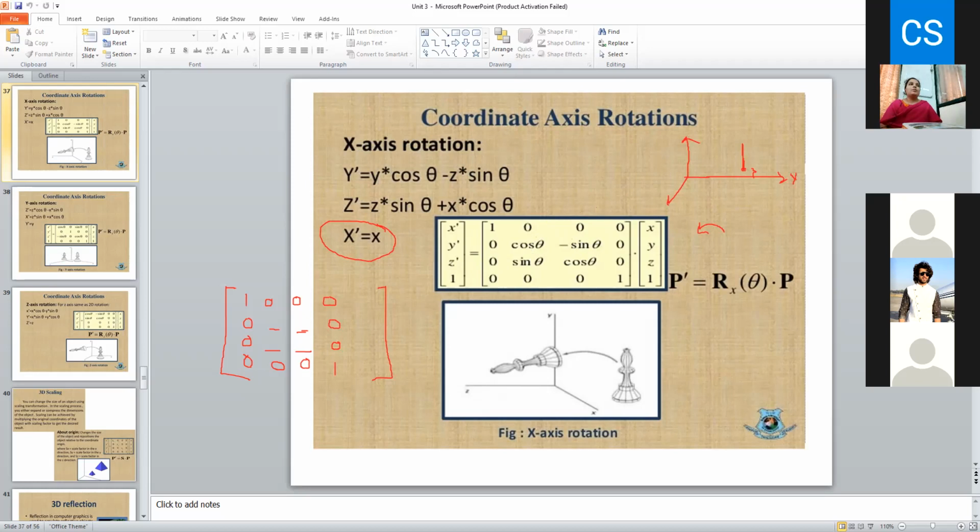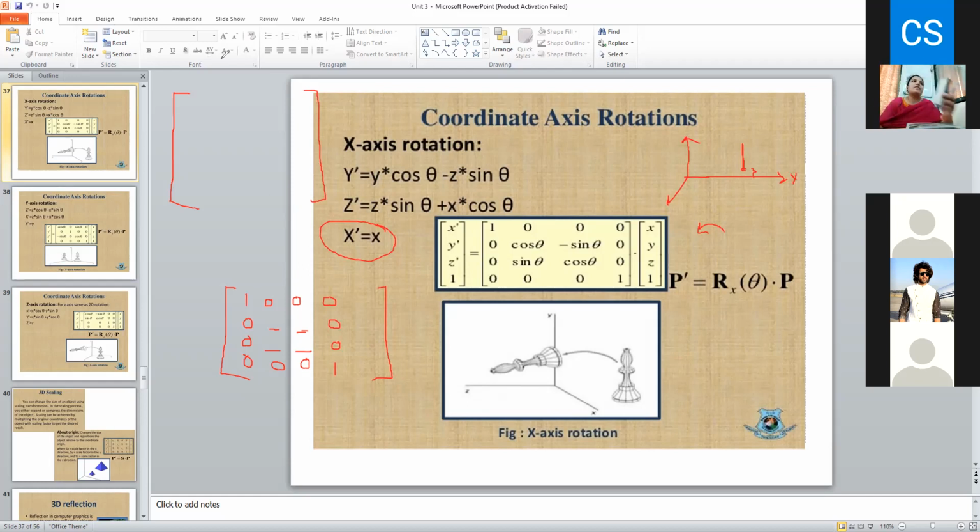Now, what will be the rotation about the y-axis? Can anyone tell me? Rotation about y. Once the rotation is about y, the y coordinate will remain the same. Same technique. Now this is your y-axis. The pen is vertical, so it is the y-axis. And you are going to rotate it about this pen. And that's why your y value will remain constant. X and z will be changed. Right?